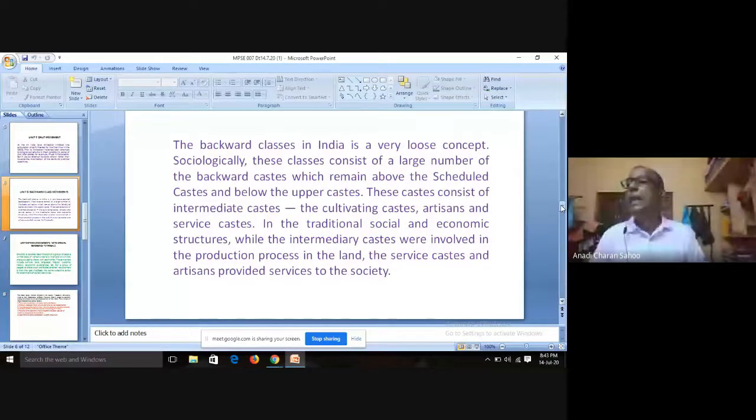The main leaders of political parties which mobilized backward classes in North India include Charan Singh, Chaudhary Charan Singh, who became the Prime Minister of India once, Karpuri Thakur. Socialist parties and different political formations at different point of times like Samajwadi Party, Rashtriya Janata Dal in Uttar Pradesh and Bihar.